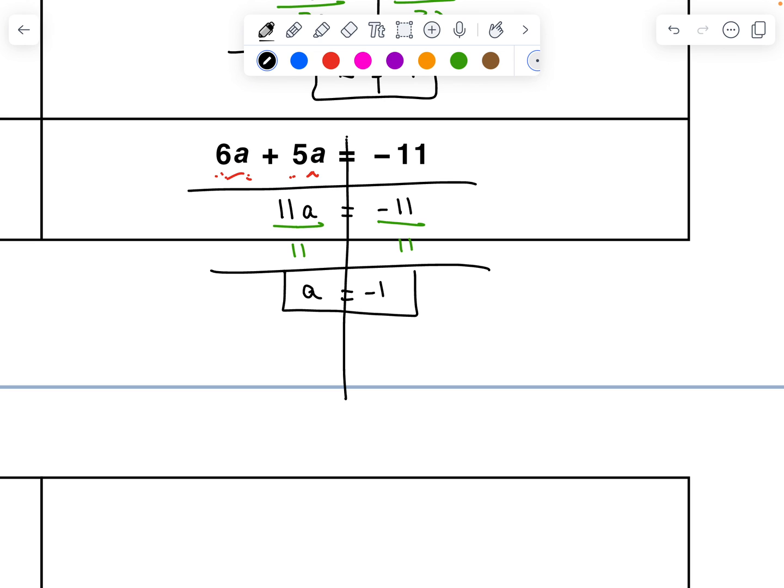So sometimes you won't see all 4 steps. Sometimes you'll see 3. Sometimes you'll just see 2. It just kind of depends. But if you're talking about a multi-step, that means it's going to be more than one step.